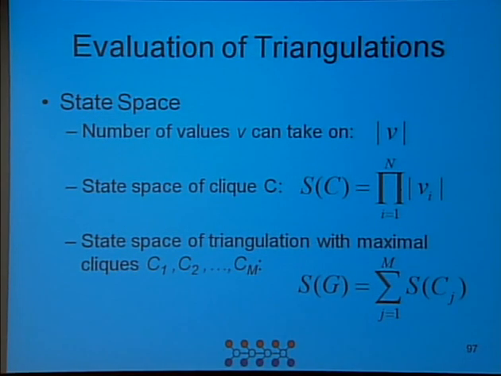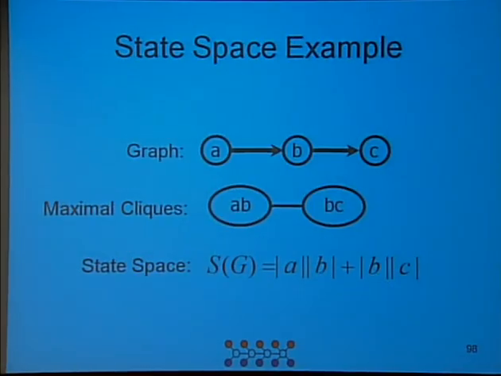Okay, so we have state space. And here's an example of state space when you only have random variables. You have a very simple graph with one function on A and B, and a second function on B and C. So these are your two maximal cliques. The state space is the size of A times the size of B, plus the size of B times the size of C. Okay?